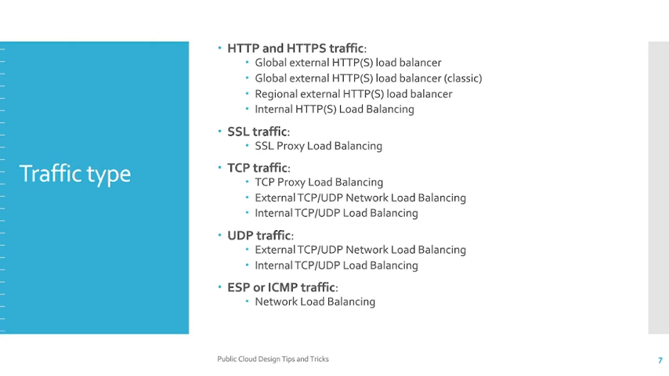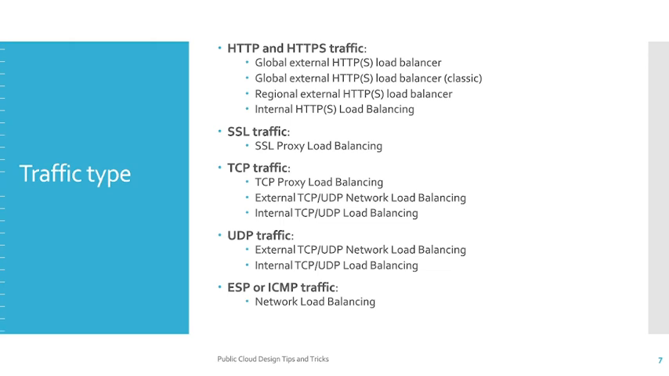For SSL traffic, the SSL proxy load balancer is used. For TCP traffic, use the TCP proxy load balancer, as well as the external TCP UDP network load balancer, as well as the internal TCP UDP load balancer. External and internal are chosen based on public IP or private IP, or the public exposure or private exposure of your application.